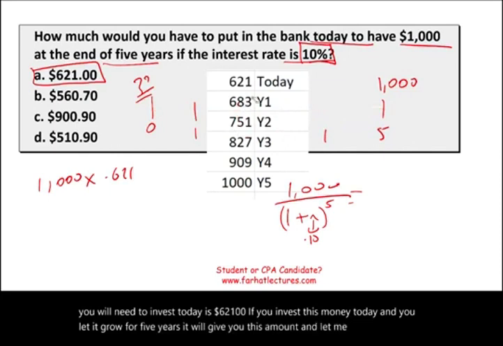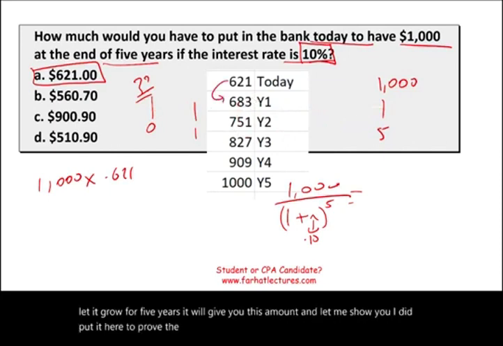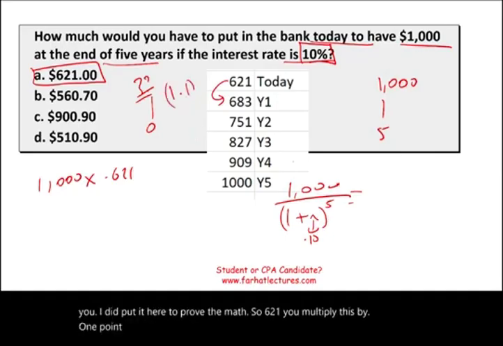I did put it here to prove the math. So 621, you multiply this by 1.1, 10%. It's going to grow to 683. You'll take the 683, you keep it in the bank, you multiply it by 1.1.